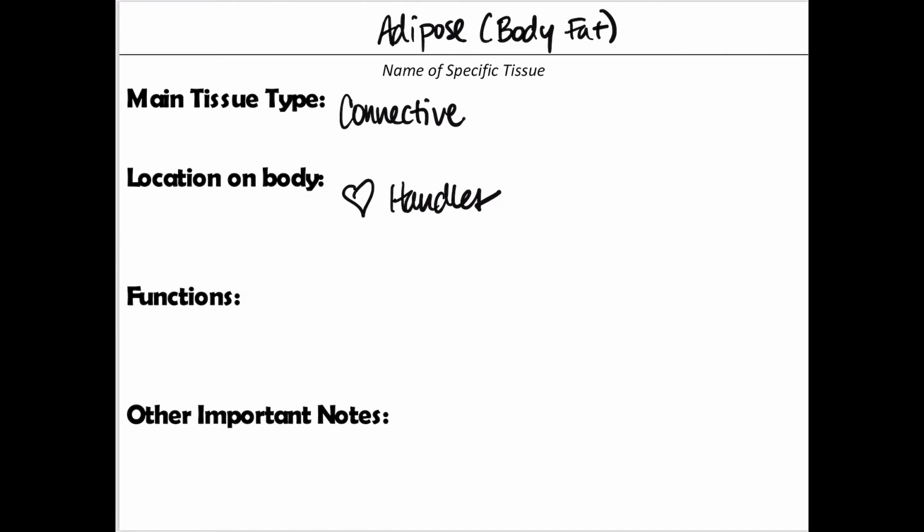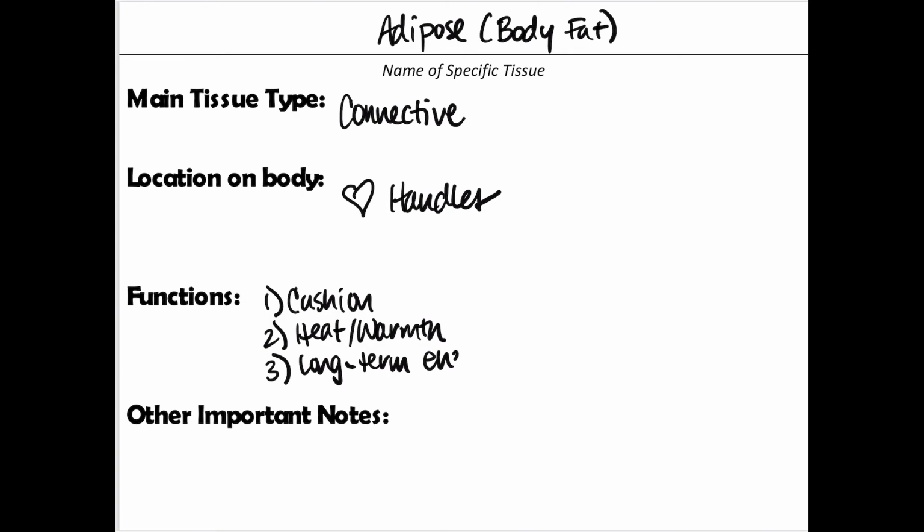And then body fat has so many functions. I'm just going to list a couple. Cushioning, heat, to help generate heat or warmth. I'll just put warmth as well. It's also there as long-term energy storage. Not short-term energy storage, because that is what glycogen, a carbohydrate, does in our muscles, recall. But long-term energy storage we store as fat, kind of like how bears store up a bunch of fat, or bats store up a bunch of fat in preparation for hibernation.